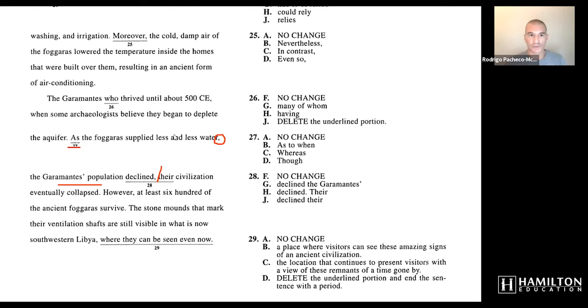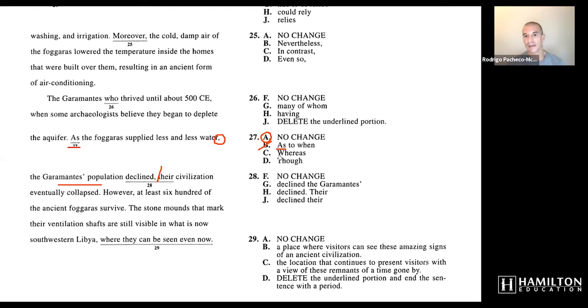Let's take a look at a no change. As the Fagara supplied less and less water. As means during the time of. It might also imply a cause and effect relationship. So the Fagara supplied less and less water, and this led to a population decline. And A is actually our correct answer. This fits the context as well as the sentence structure. We can eliminate B, as to when. That doesn't really make sense in context of this sentence. We simply just need as, so we can get rid of B.